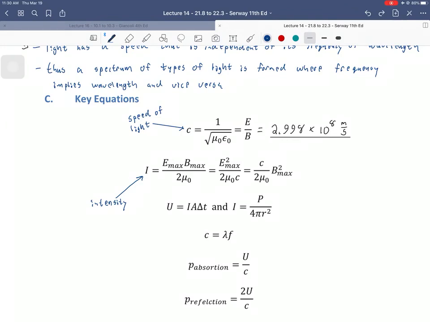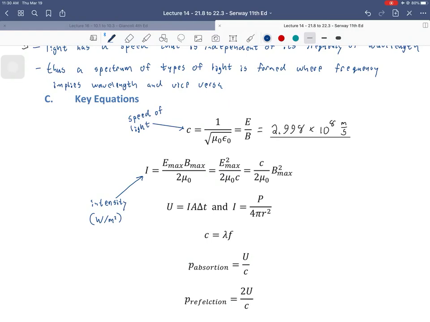Now, what are the units of intensity of light? Well, it's watts per square meter, so it's power per area. A good thing to remember: watts per square meter. So it's basically energy per time per area that intensity represents.